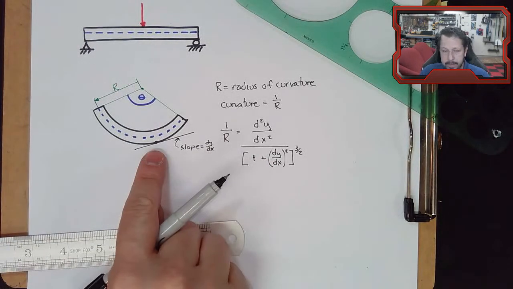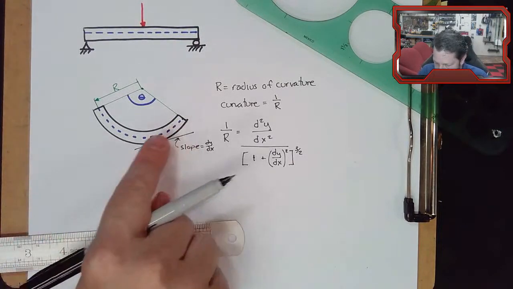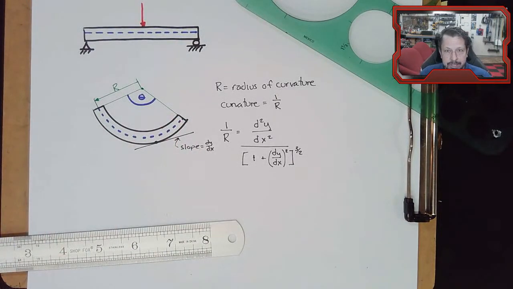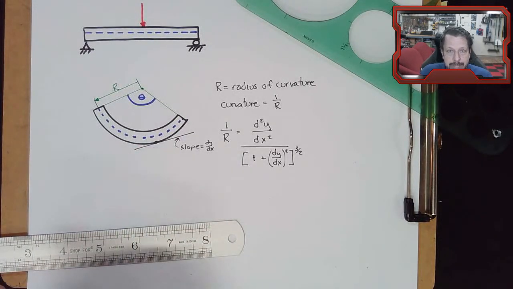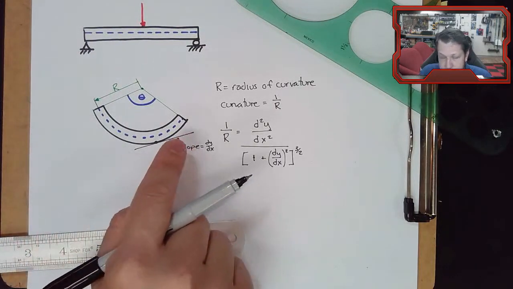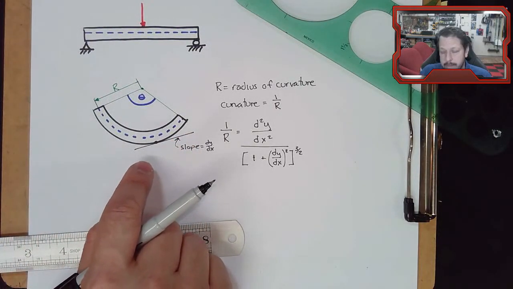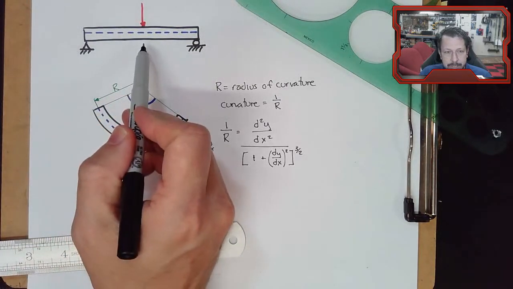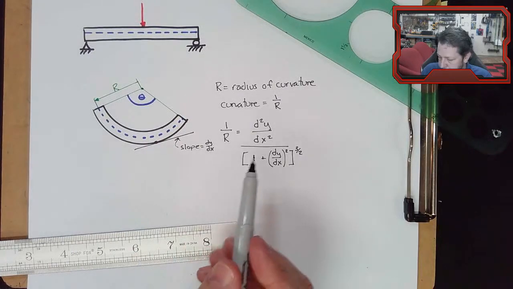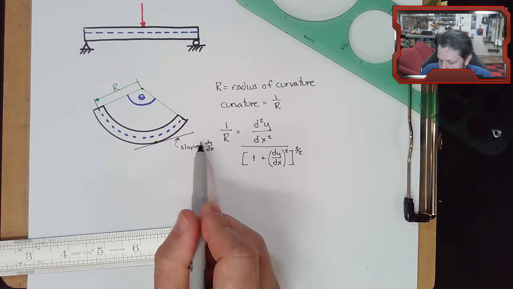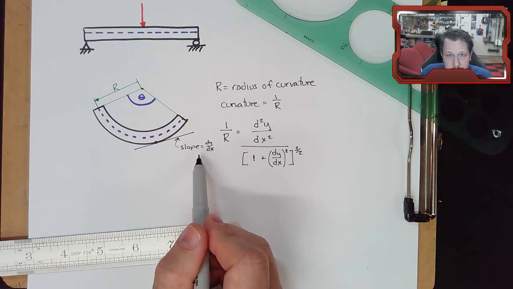Now, I have drawn a very exaggerated amount of deflection here, and in the real world, your beams don't really do this. They don't really bend that much. You might make the beam that shape to begin with, but it doesn't start out this shape and then you load it and it ends up this shape. That's just too much curvature. So in general, this slope is really close to horizontal.